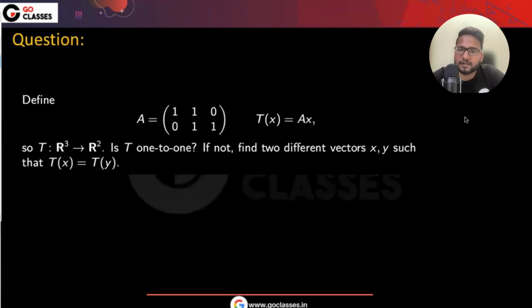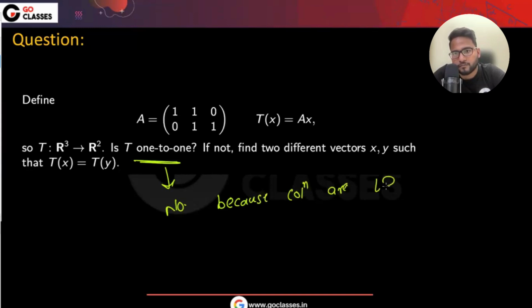Okay. Let's just see this. Is this one to one? If not, then find two vectors such that they are mapping to the same thing. Okay. So is this one to one? No, right? No, because columns are... right. So what are the two vectors?